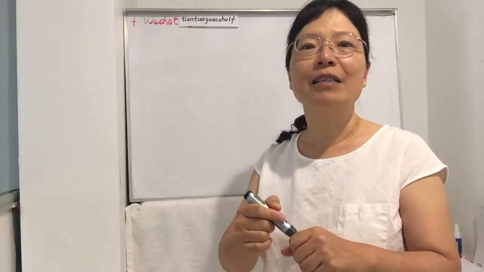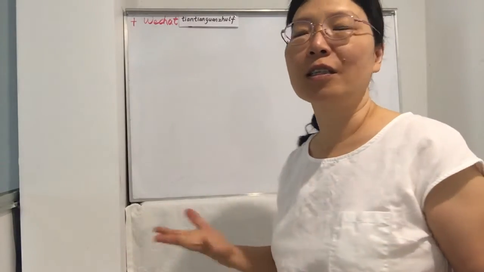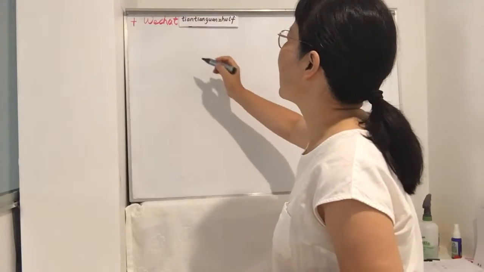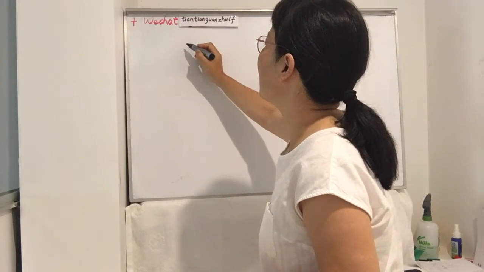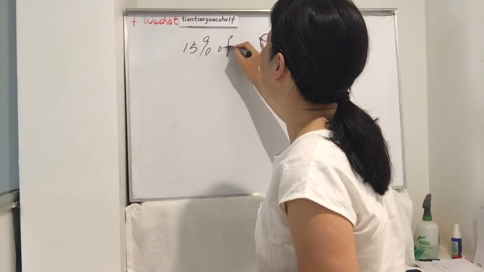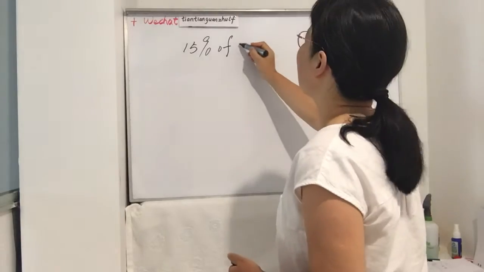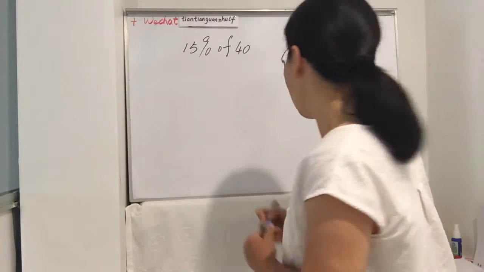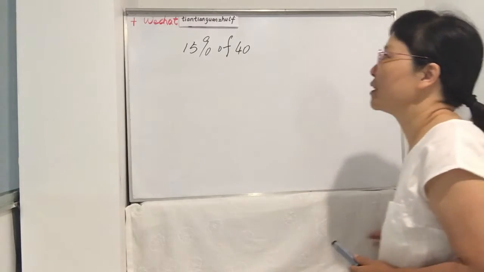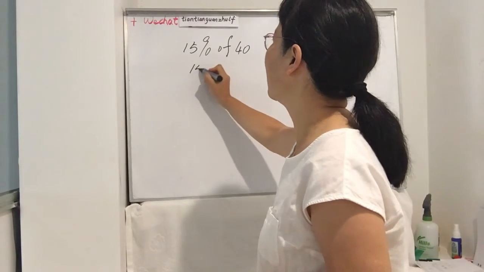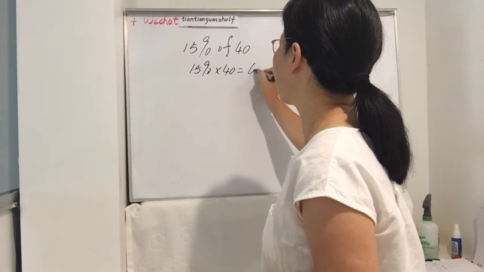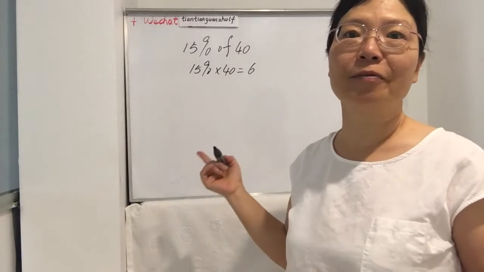Okay, now let's see how you work out the real answer. Suppose, like, 15% of 40. How do you quickly work out the answer? Maybe you are very fast to work out 50% of 40 is 20. That's very good.